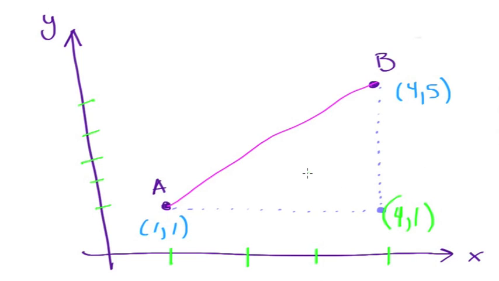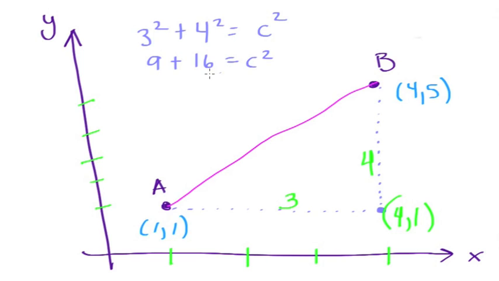If you want to know the length of this leg right here, 4 minus 1 is 3. If you want to know the length of this leg right here, 5 minus 1 is 4. So now, if we use Pythagorean theorem, we're basically saying that 3 squared plus 4 squared is going to be equal to c squared, right? So 9 plus 16 is equal to c squared. 25 is equal to c squared. So c is equal to 5. So what we're saying is that this distance between point A and B is 5, according to the Pythagorean theorem. Now, let's use the x values and see if we get the same thing.